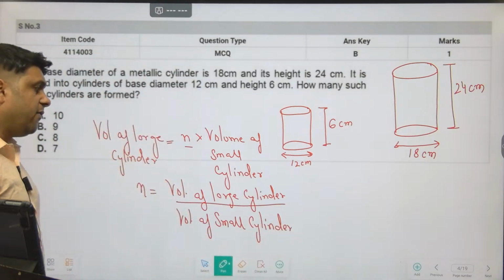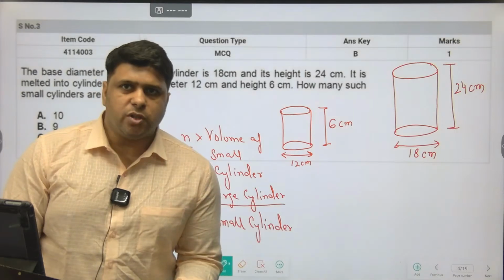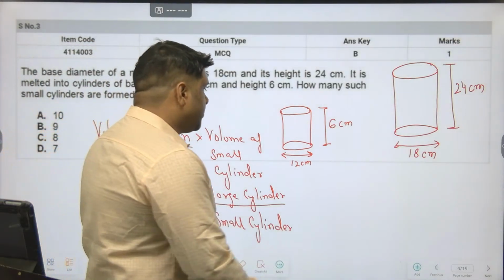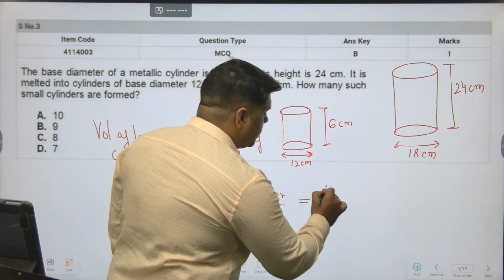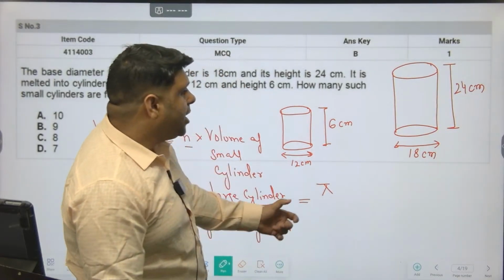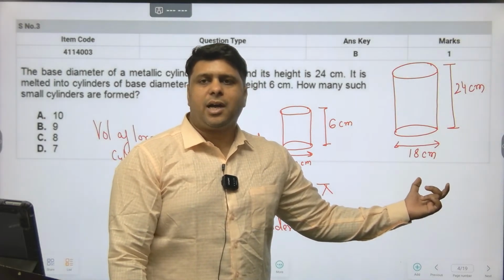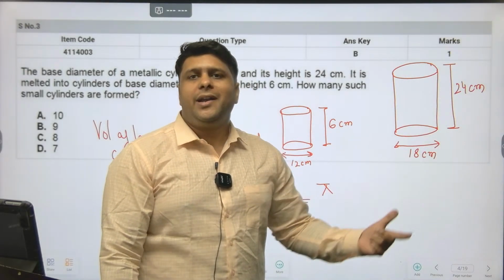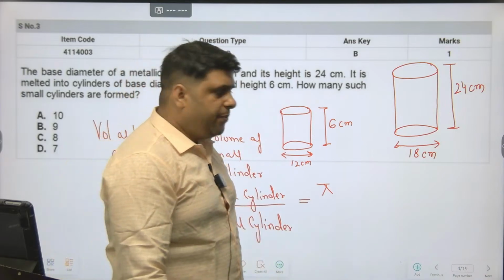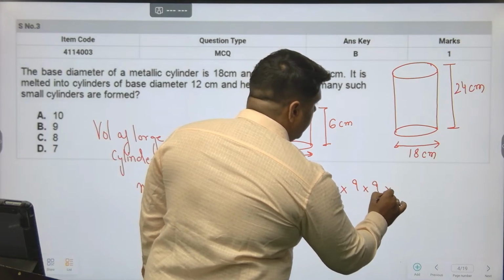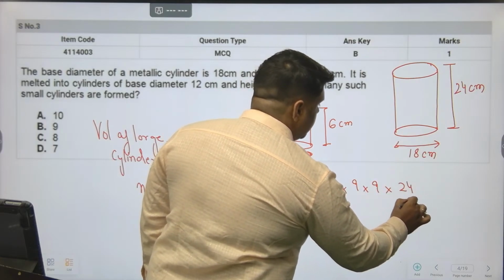Now, what is the formula of the volume of a cylinder? If you do not know the formula, then you won't be able to solve it. So the volume of a cylinder is pi r square h. For the large cylinder, they have provided us with the diameter. Diameter is 18, so radius is going to be 9. So pi r square is 9 into 9 into height, which is 24.